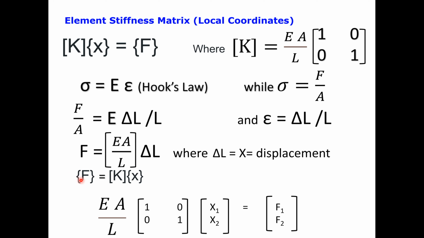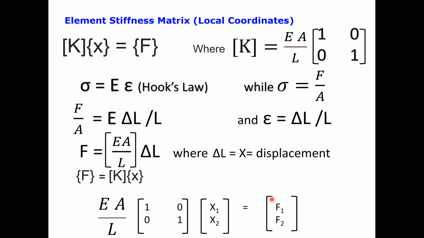The whole matrix will be F is equal to K into X. So K is equal to EA over L, which is [1 0; 0 1] in our case, and delta L is equal to X, which is X1 and X2, meaning node 10 and node 20, and here is the force at node 10 and node 20.